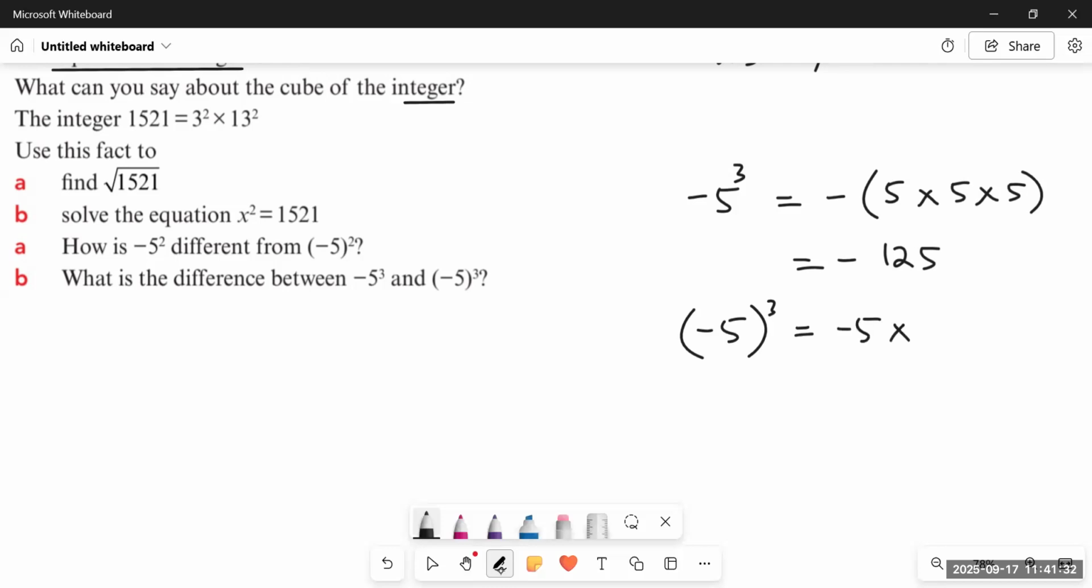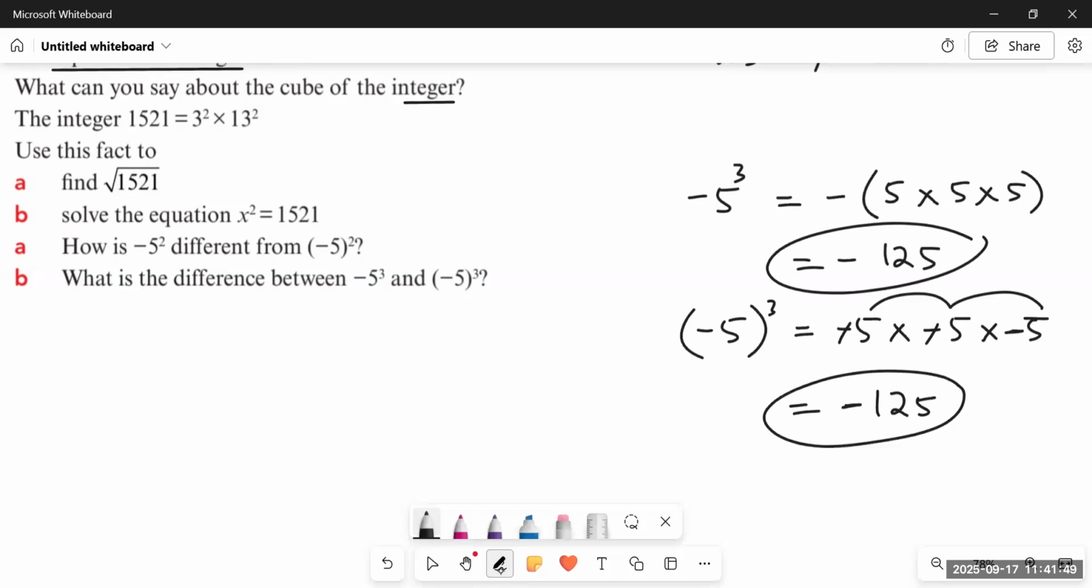-5 multiplied by -5 multiplied by -5. So minus minus cut each other. 5 fives are 25. 25 fives are 125. And we are left with one minus sign out there. So the answer to this would be -125 as well. So in both the cases, we are getting -125. So we will write that in part D, they are the same. They both are the same, right?